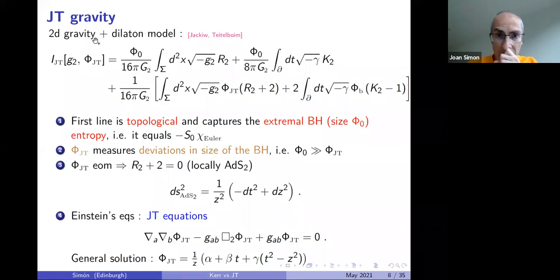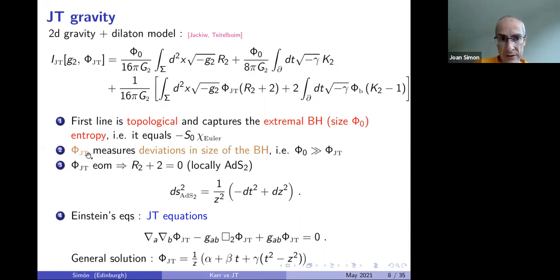The first line, which is written in terms of phi naught, is the analog of the R plus in my previous slide. Sorry for the change of notation. It's topological in nature, and if you evaluate it, it gives rise to the extremal black hole size or the entropy. The second line is the one that depends on the fluctuations, what I have called the JT mode.